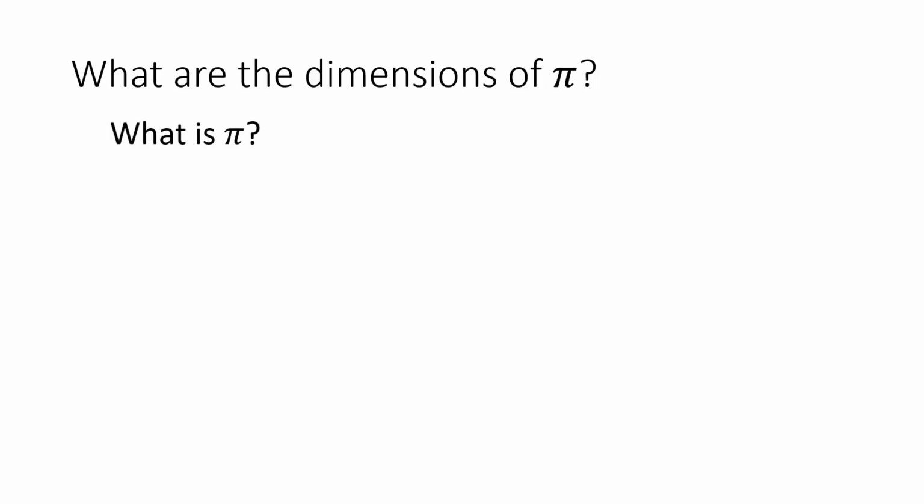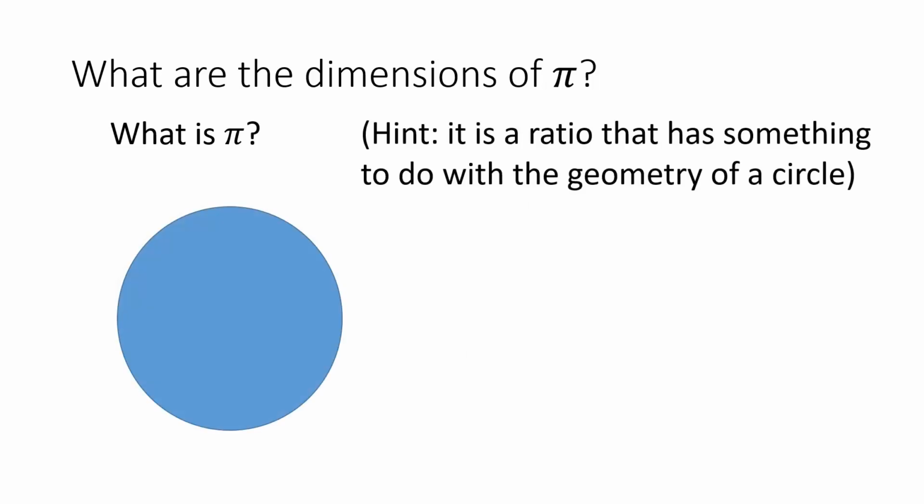Well, in order to answer that question, we have to know what pi is. So think for a minute, what is pi? Do you know the definition of pi? I'll give you a hint. It has something to do with a ratio that is related to the geometry of a circle. So the definition of pi is identically defined as the circumference of a circle divided by its diameter.